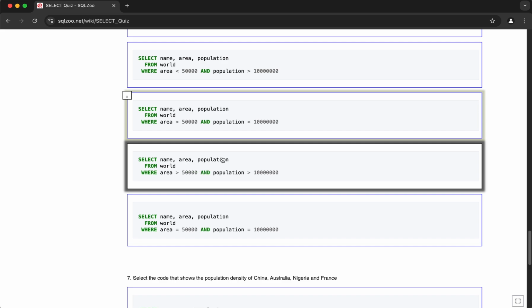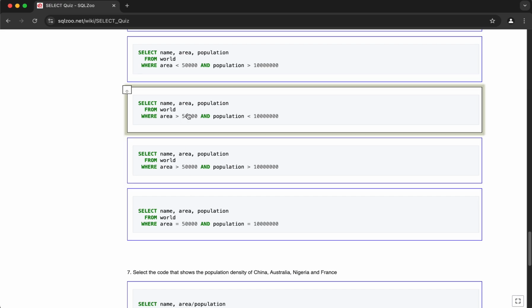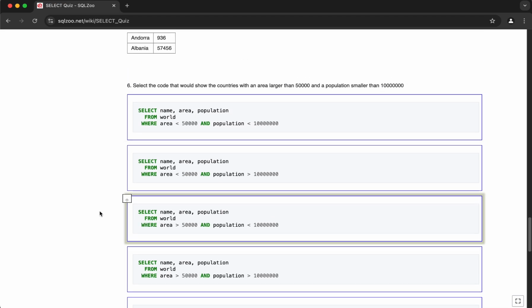Select name, area, and population from world, where area is greater than 50,000 and population is greater than 10 million. So this would be incorrect because we're looking for countries whose population is less than 10 million. The last option is select name, area, and population from world, where area equals 50,000 and population equals 10 million. It's not asking us for countries where it equals 50,000. It's asking us to look for countries where its area is greater than 50,000 and its population is less than 10 million, which is why the third option would be the correct answer for this.